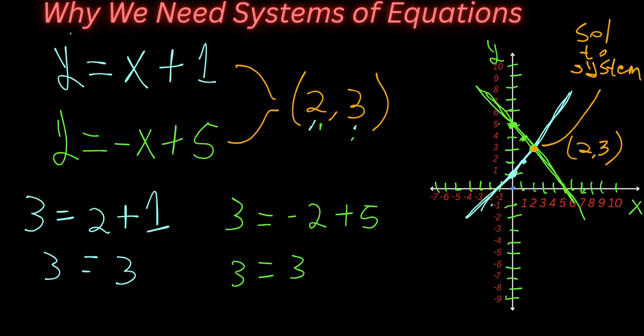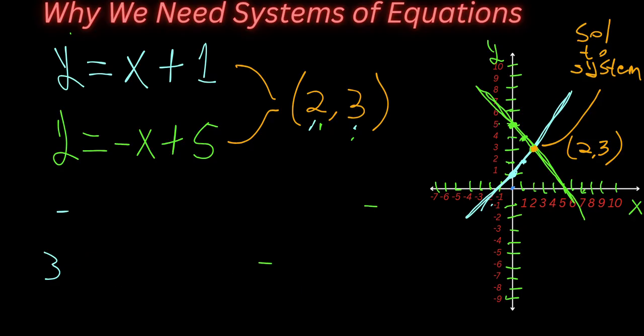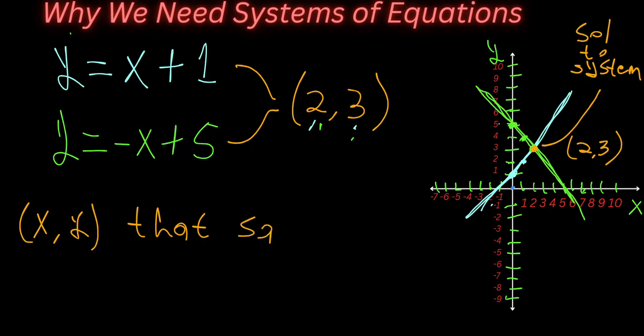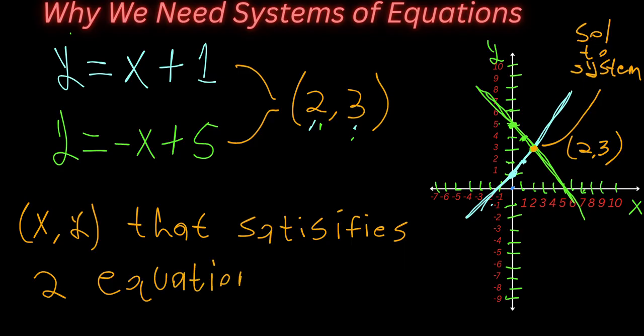So let's explicitly define what a solution to a system looks like. It is an x and a y that satisfies 2 or more equations. And let's keep it 2. Satisfies, spelling don't count, satisfies 2 equations. An x and a y that satisfy 2 equations, like our example here.